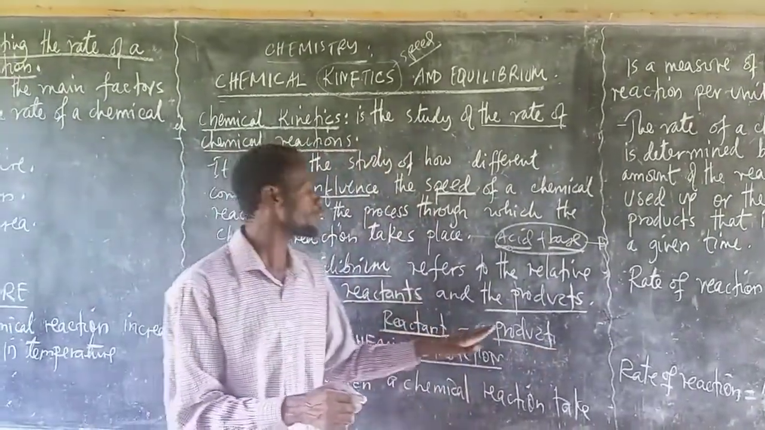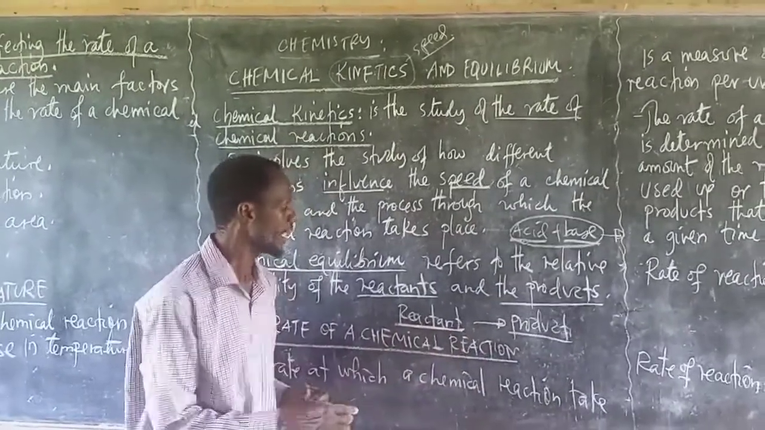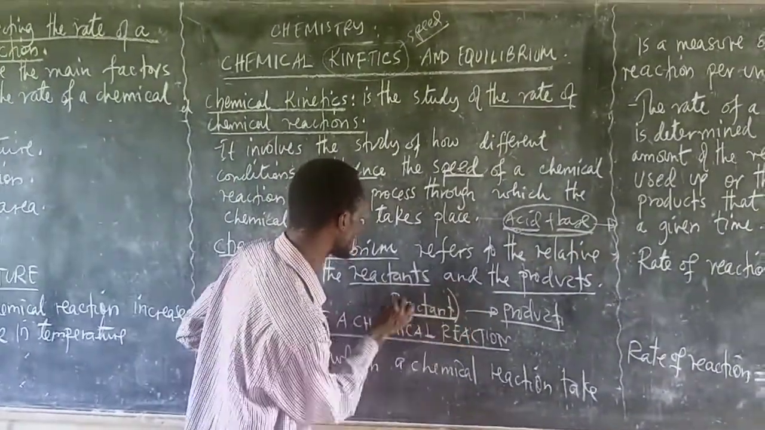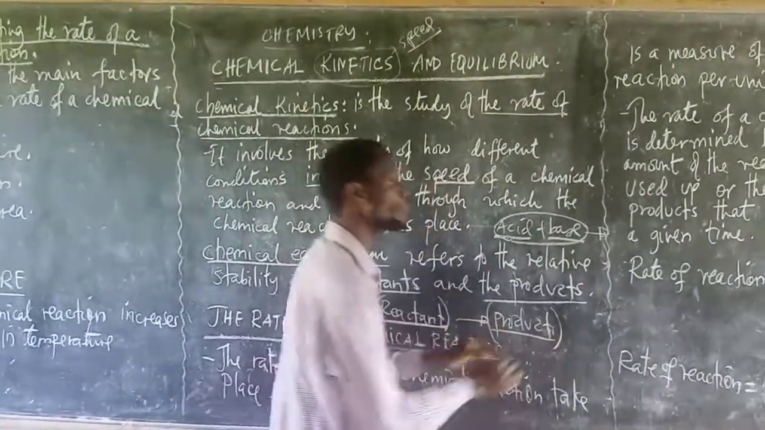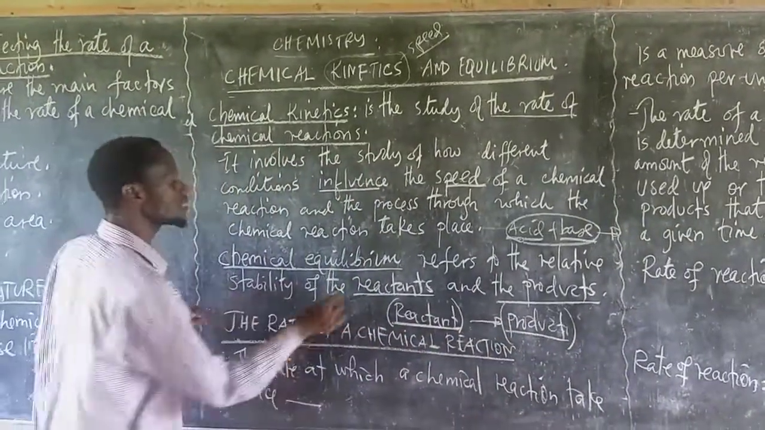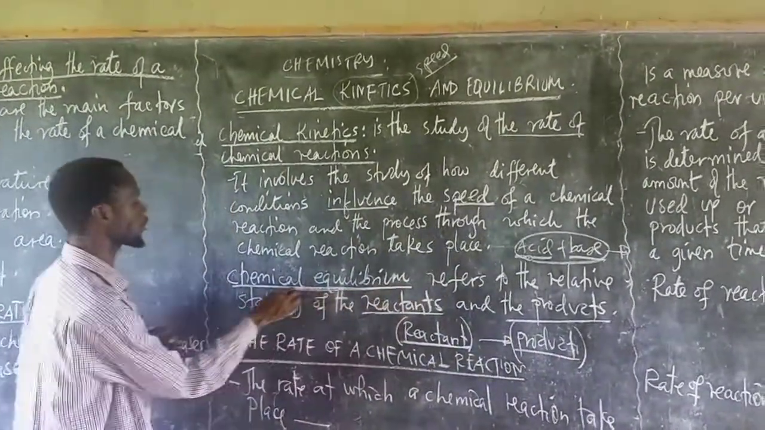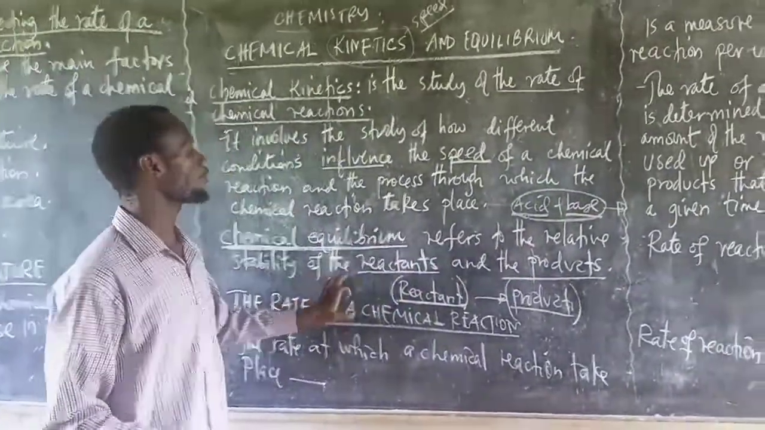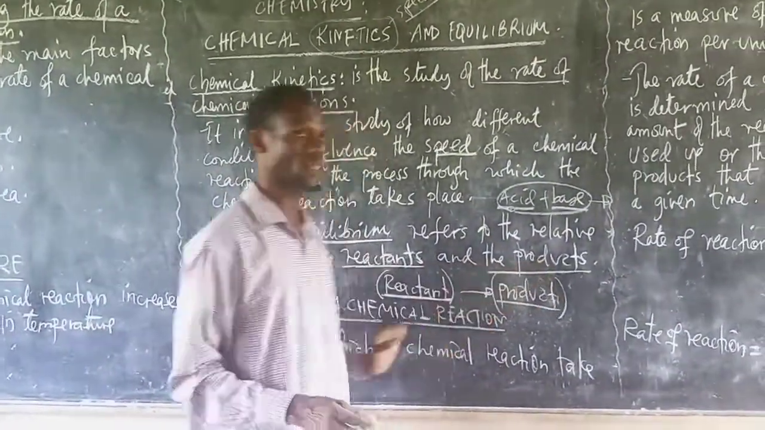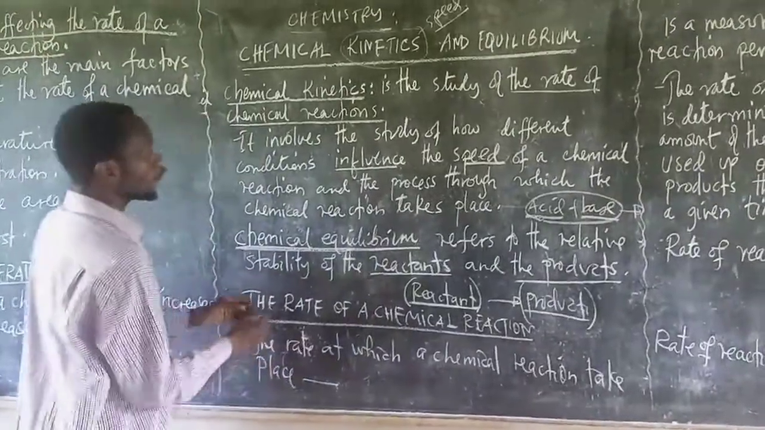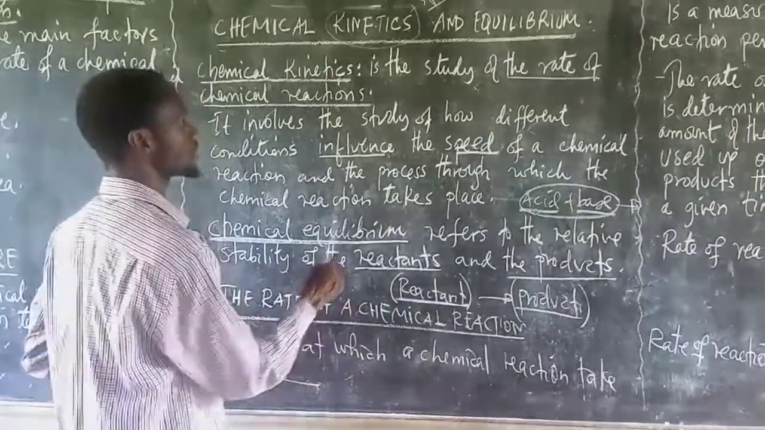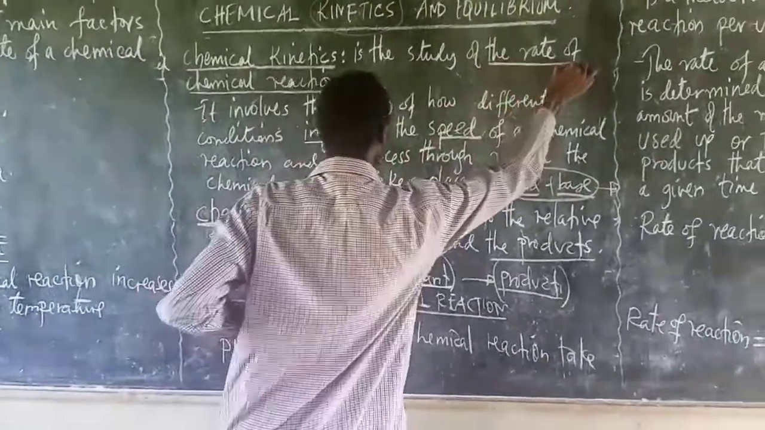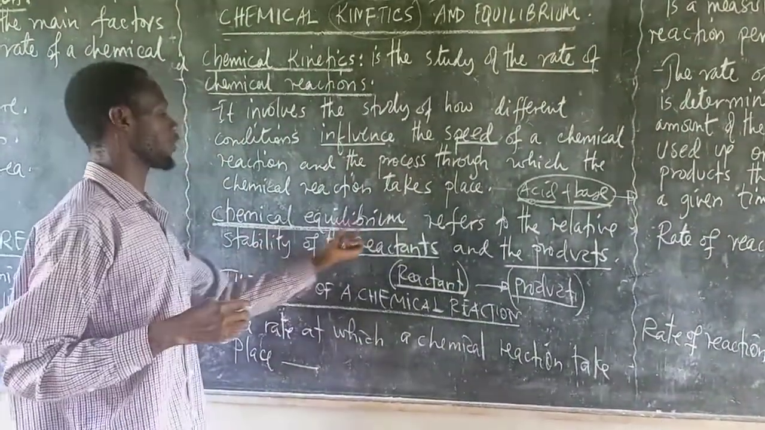So this is something very important for us to understand: the balance between the reactants and the product. This is discussed when we are talking about chemical equilibrium. It refers to the relative stability of the reactants and the product that is formed. Therefore, we have two things here: the rate of chemical reactions and chemical equilibrium.